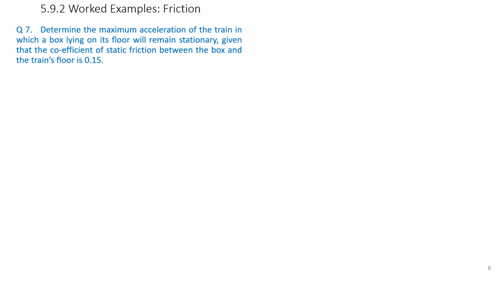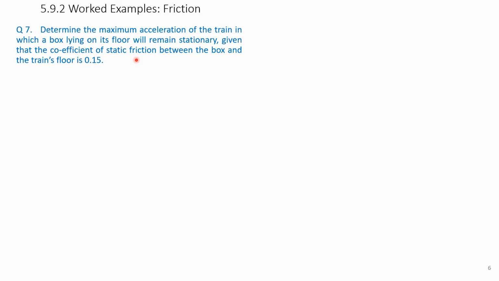After learning the theory part of friction, let us take up some worked examples. Question number 7. Determine the maximum acceleration of the train in which a box lying on its floor will remain stationary, given that the coefficient of static friction between the box and the train's floor is 0.15.